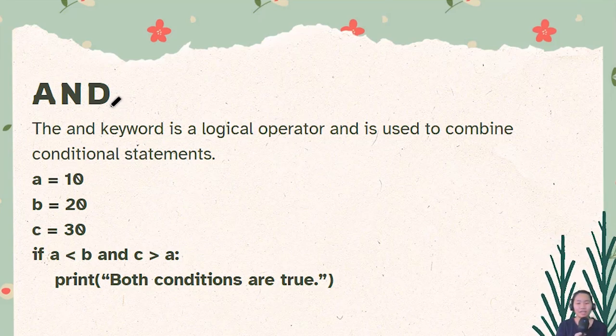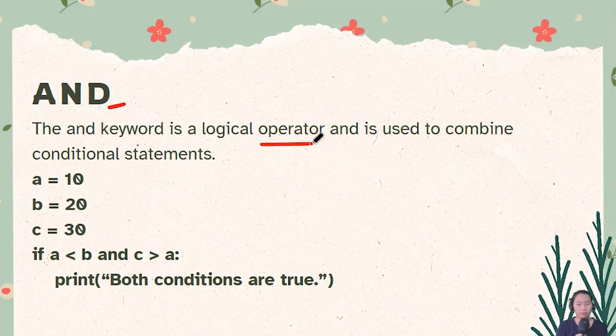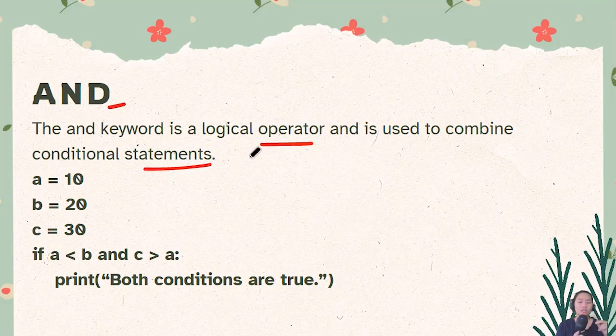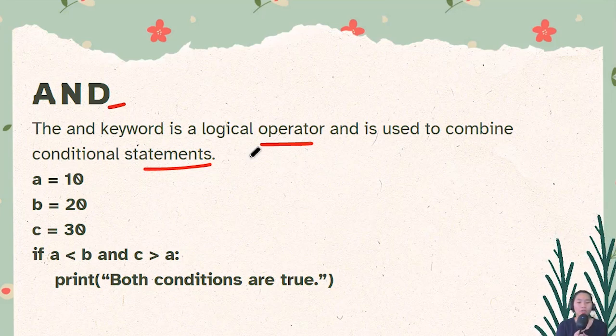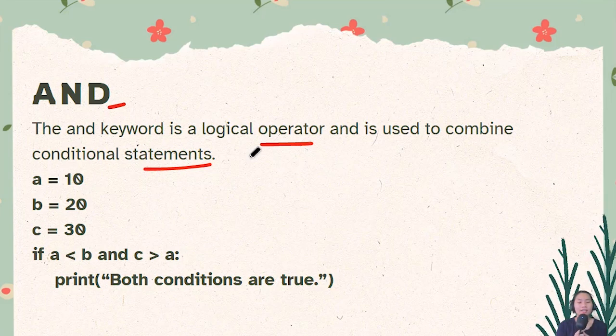Let's move on to another topic. The and keyword is a logical operator and is used to combine conditional statements. So what this basically does is that, let's say you have two conditions that you want to be met, right? You want a result that is coming from satisfying two conditions at the same time. So that's what and is for.